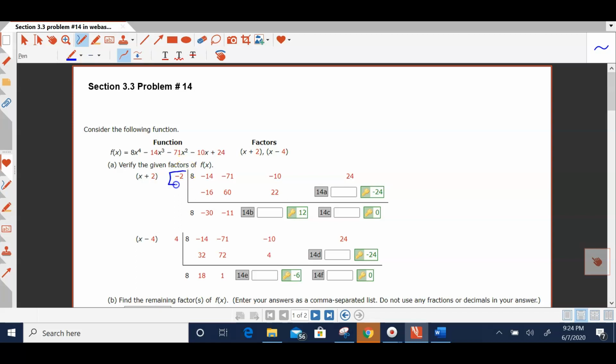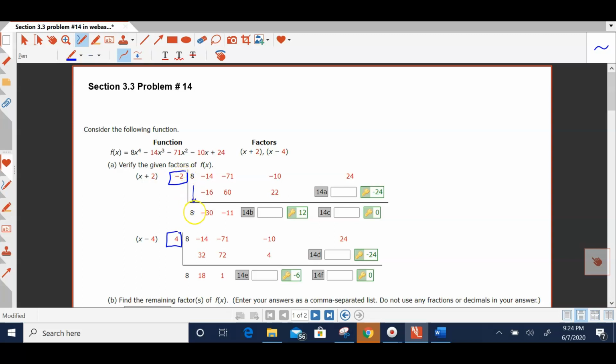So in this box, we have a -2. In this box, we have a 4, because remember, we changed the sign when going from a factor to the box. Notice we have our coefficients 8, -14, -71, -10, and 24. We've got our line drawn, and we drop the first coefficient below the line.